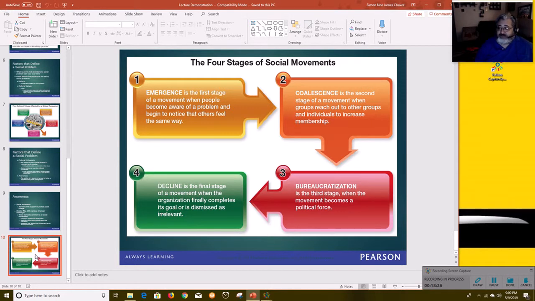Step three is bureaucratization, the third stage where the movement becomes a political force. They start demanding laws, they start demanding things that will help whatever they're for become true, bills and stuff like that. Decline is the final stage of the movement, when the organization finally completes its goals or is dismissed as irrelevant. Decline, of course, could take many, many years. It doesn't happen overnight, it does take time.